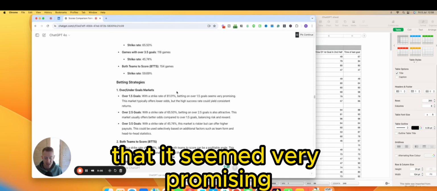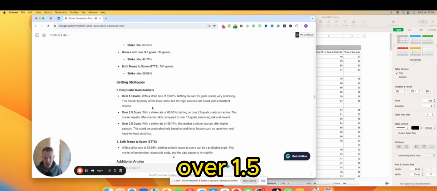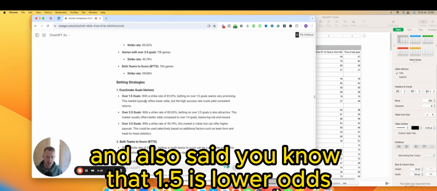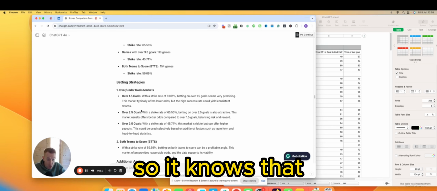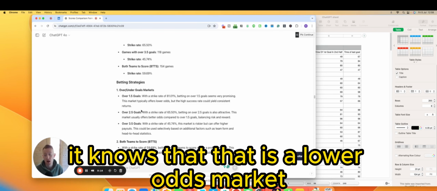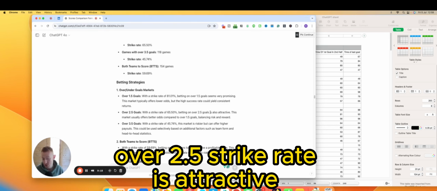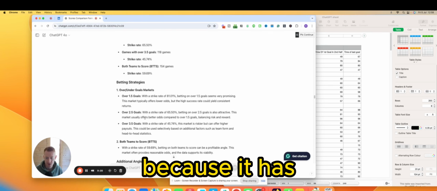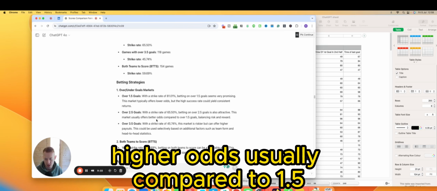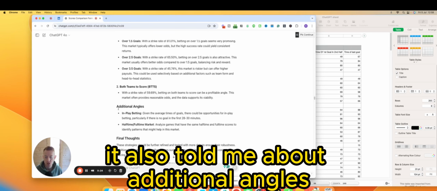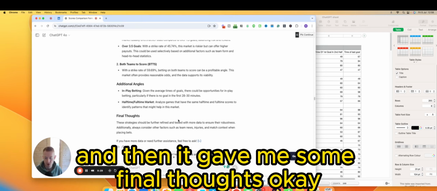it seemed very promising, over 1.5. And also said that 1.5 is lower odds. So it knows that. It knows that is a lower odds market. Over 2.5 strike rate is attractive because it has higher odds usually compared to the 1.5. It also told me about additional angles, and then it gave me some final thoughts.